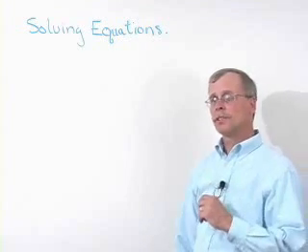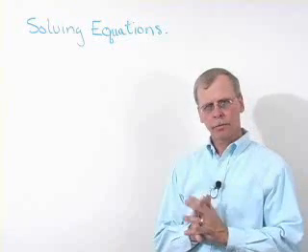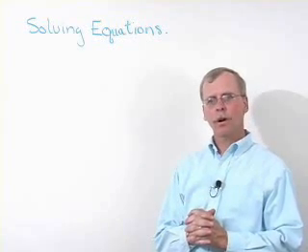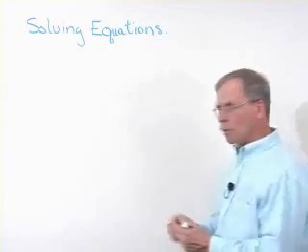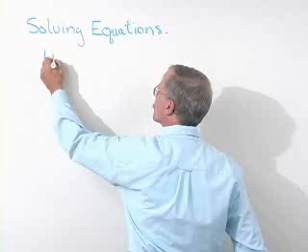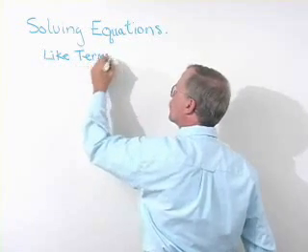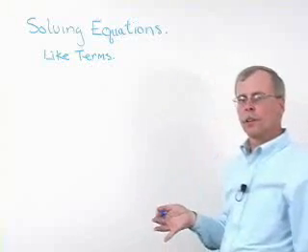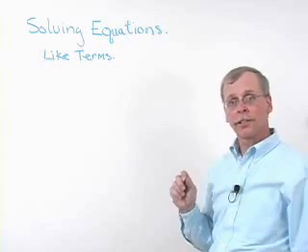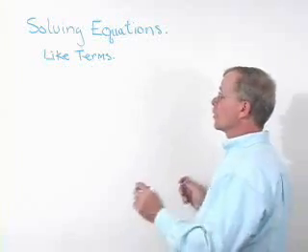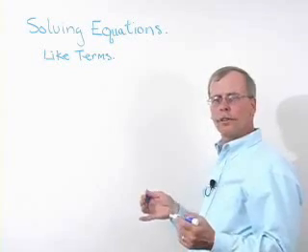As we begin to consider solving equations, let's look at what combining like terms is, because that's one of the most important parts of getting started in solving equations. Combining like terms means to add the coefficients of terms that have exactly the same variables, exactly the same exponents. Let's look at a series of terms and see whether they're like or not.